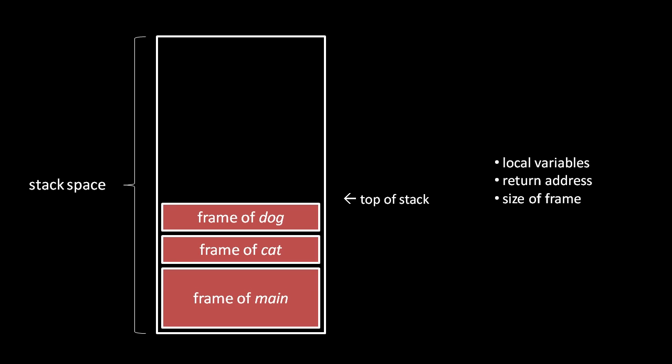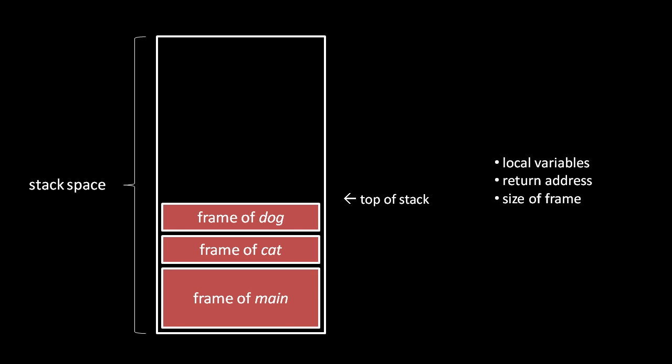Likewise, if cat calls another function, dog, then dog's local variables, the size of its frame, and the return address to cat are stored in another frame on top. Notice that as we add frames, we have to keep track of the top of the stack, because that's where we add a frame when the next function is called. Many CPUs, including x86 CPUs, have a specific register for storing this address, usually called the stack pointer.